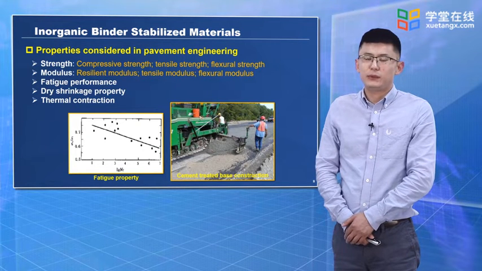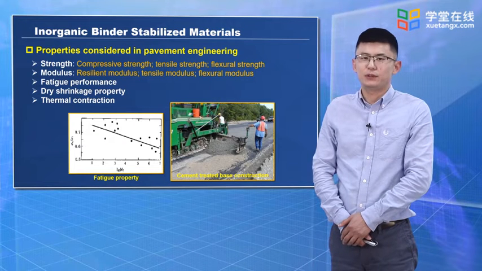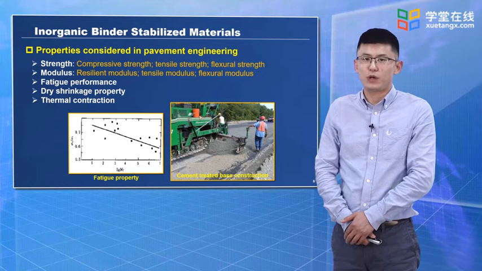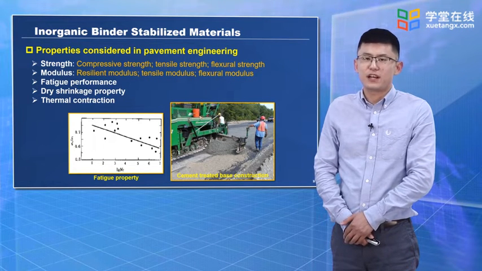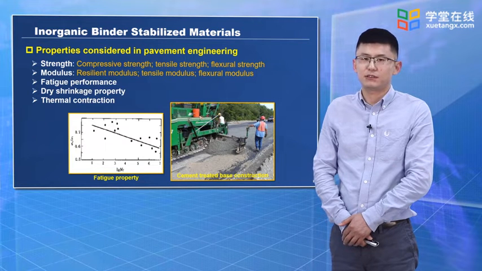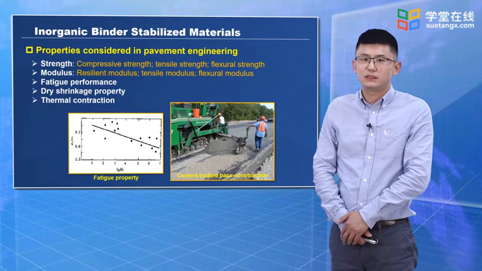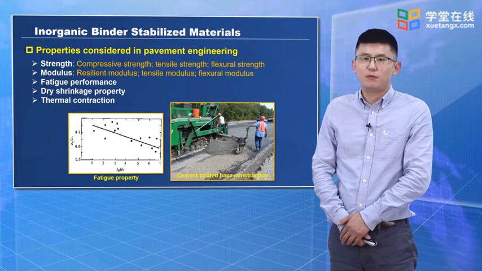And about the dry shrinkage property, we know that for this type of material, during the curing time, they will shrink. We call it dry shrinkage. So the dry shrinkage property will affect the early age cracking. Sometimes we call it shrinkage cracking. And also the thermal contraction. Thermal contraction is also a property of the inorganic binder stabilized material. All of these mechanical properties we need to consider.